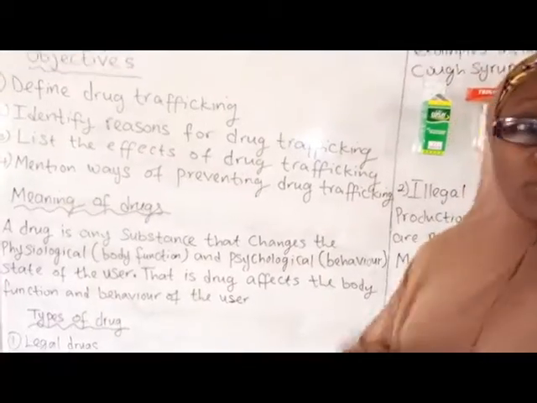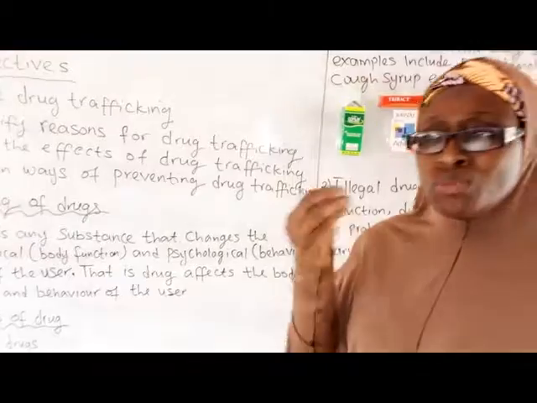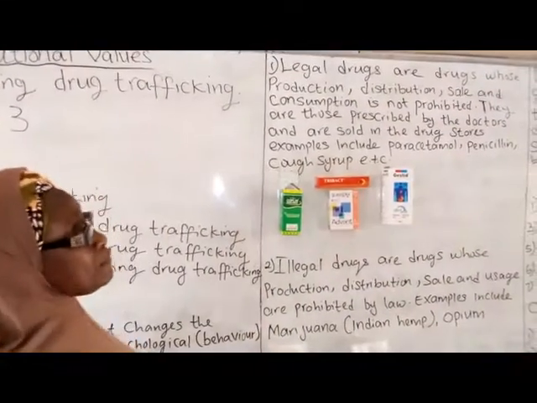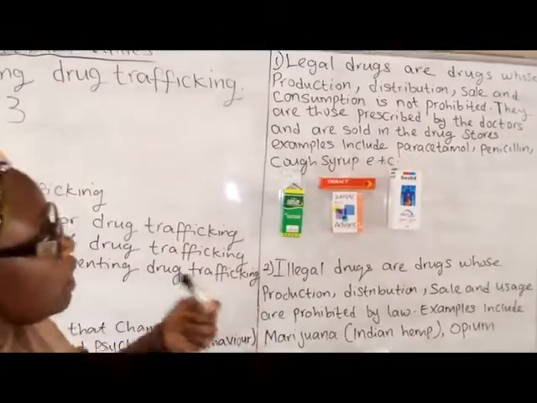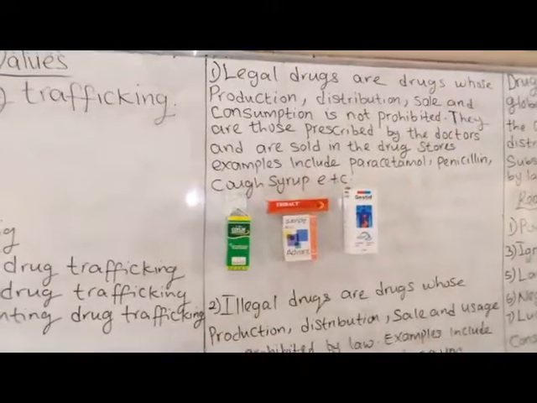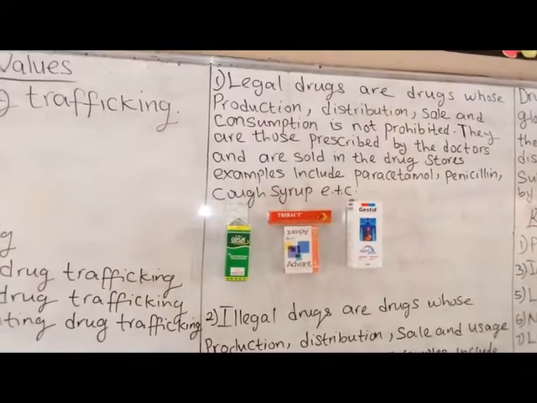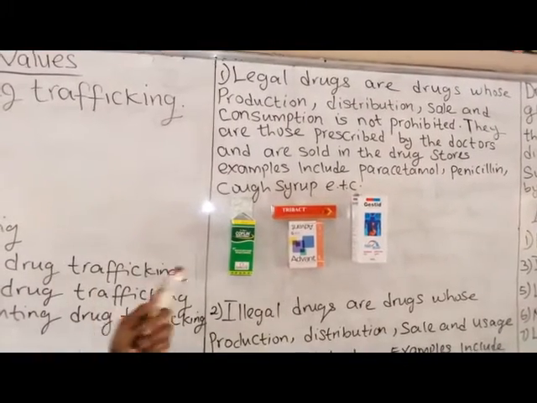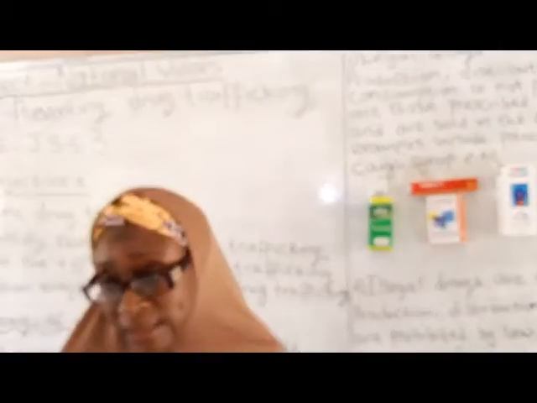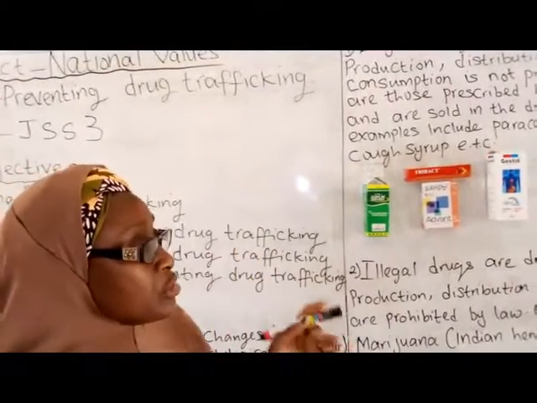That is a drug. And we have two types of drug. That is the legal drug and the illegal drug. So which one is this legal drug? Legal drugs are drugs that are allowed. That means their production, their distribution, their sale and consumption is allowed by law. And a legal drug can also be defined as any drug that the doctor prescribes for one, which you can buy in the drugstore. So those ones are legal drugs.